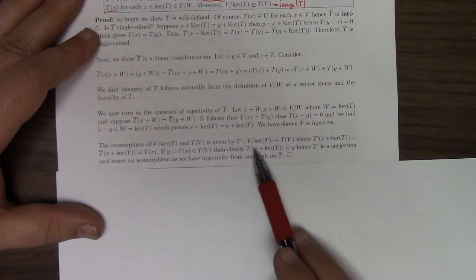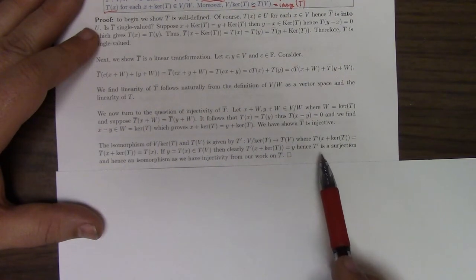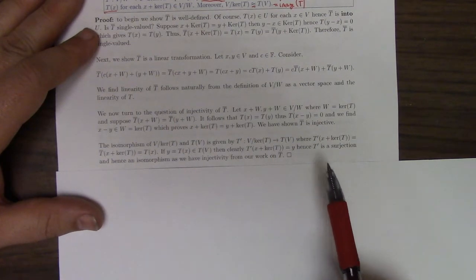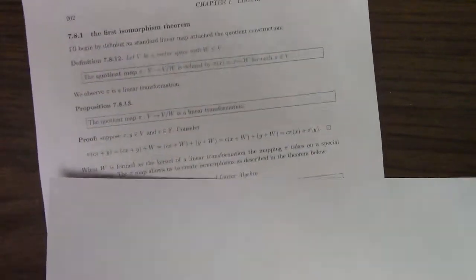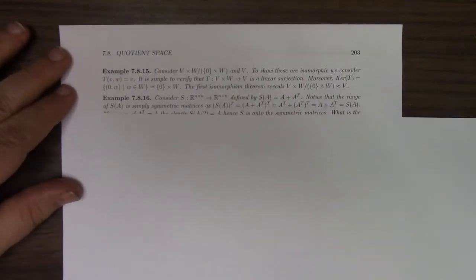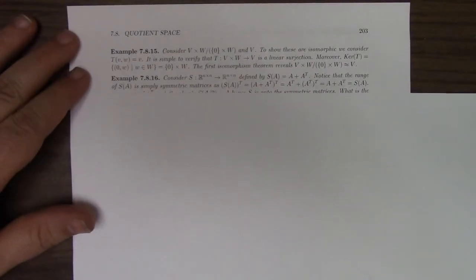So that proves that this T prime so constructed is an isomorphism, which then of course proves that V mod the kernel is isomorphic to the image. And that, my friends, is the first isomorphism theorem. And here I have some examples of the first isomorphism theorem.